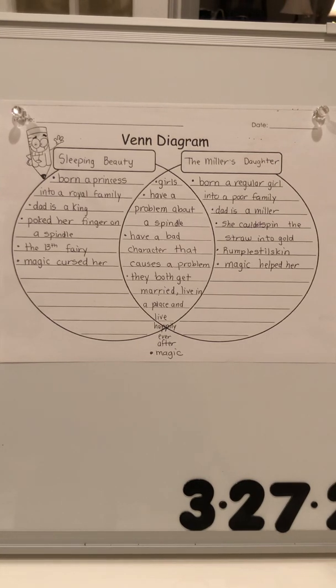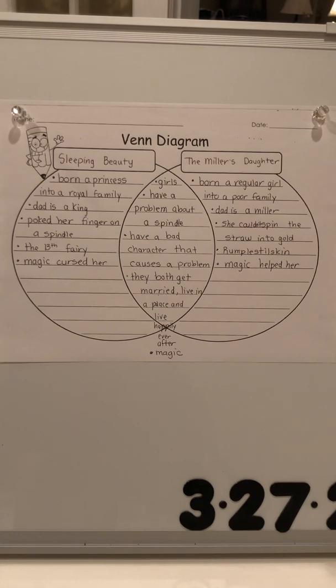Sleeping Beauty was born a princess into a royal family. The miller's daughter was born a regular girl into a poor family. She was not royalty. In Sleeping Beauty, her dad is a king. The miller's daughter's dad is a miller. Remember, he was a man who made wheat, the grain.